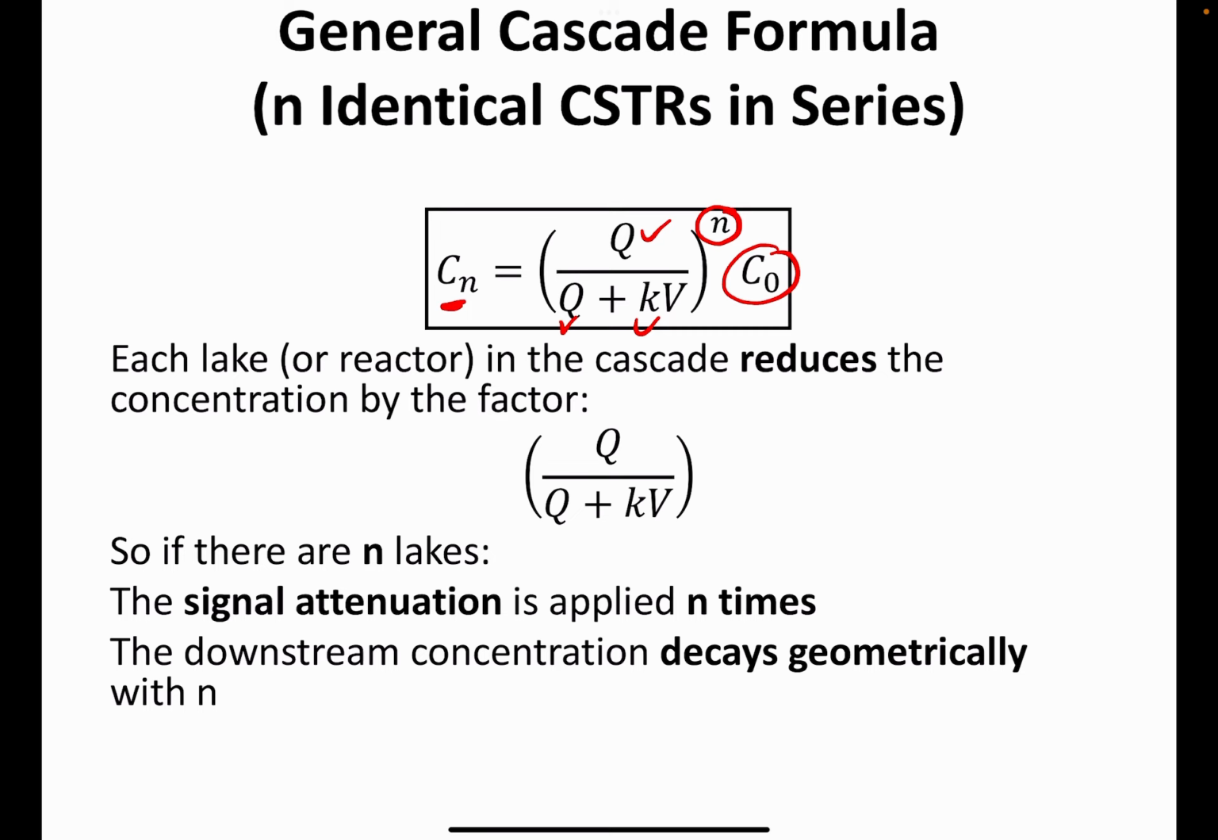Which means that each lake or each reactor in the cascade reduces the concentration by the factor Q over Q plus KV. So if there are N lakes, the signal attenuation or the signal reduction is applied N times. Of course, downstream, the farthest lake or the farthest reactor, concentration decays geometrically with N, which is going to be to the power N.